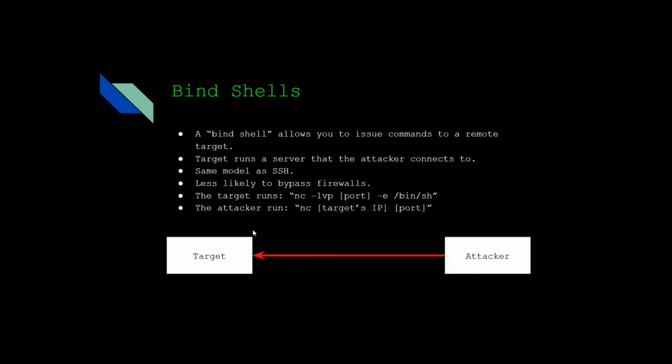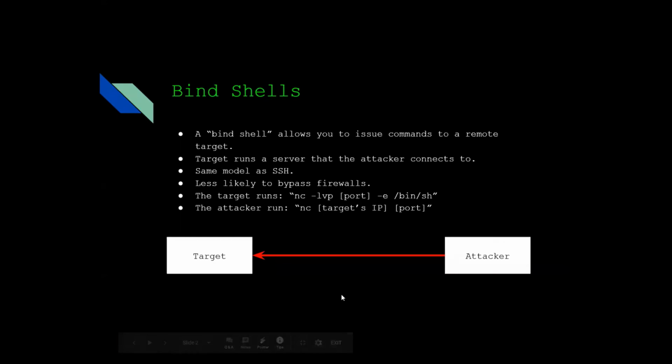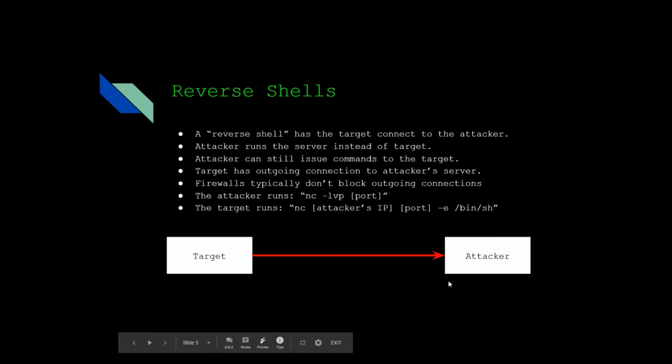So what we're going to do to avoid that firewall issue is we're actually going to be using something called a reverse shell. A reverse shell is sort of like the opposite of a bind shell. The attacker is going to be running the server instead of the target. In our previous example, we had the target run the server, but in this example, we have the attacker running the server. And the target is going to connect back to the attacker, not the other way around, because this way it's an outgoing connection. And most firewalls typically don't block outgoing connections.